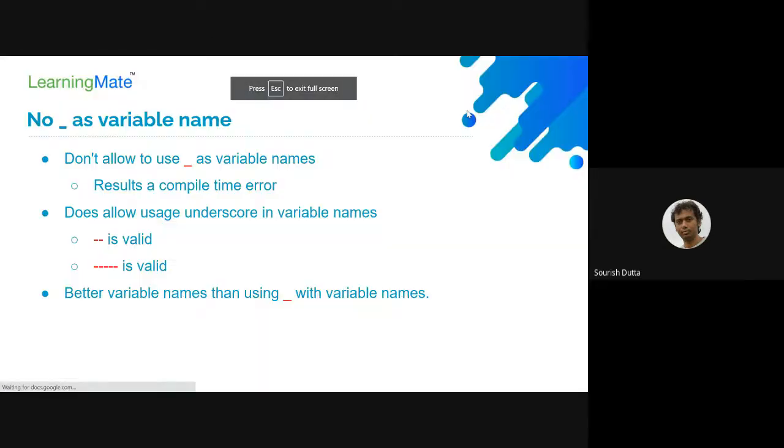Okay. So now in Java, previously, before Java 9, we were able to use the underscore as a variable name. Previously it used to throw a warning, but from Java 9 onwards, it will throw a compilation error, okay? But it's still valid to use the underscore within variable names, along with any number of underscores. But this is not a good naming convention, so you should abstain from using underscores, okay?